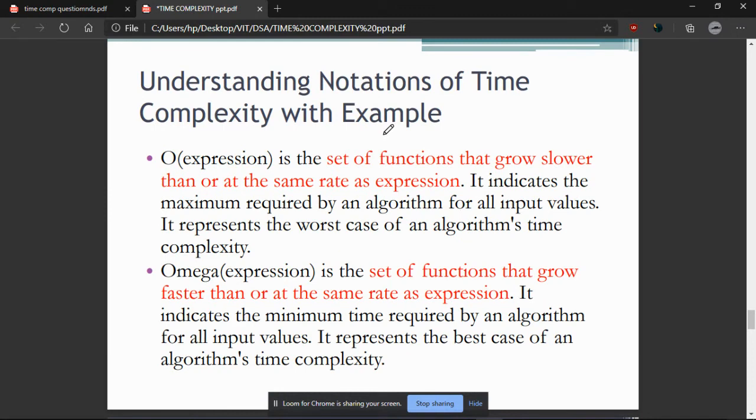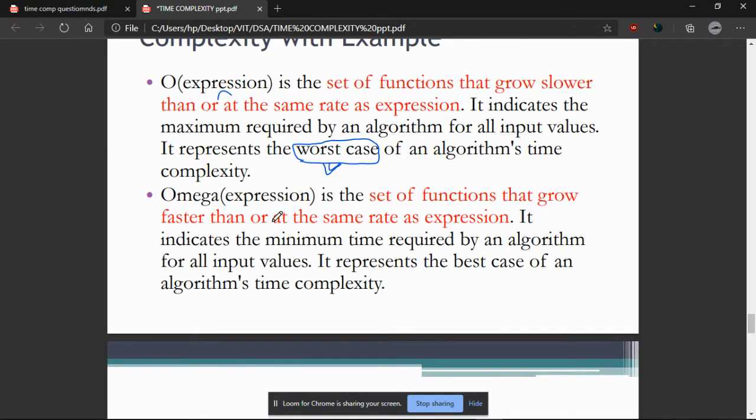So we also have a number of different time complexities, such as the big O expression. Big O is the set of functions that grow slower than or at the same rate as the expression, which we always take in the worst case. Now, as I already said, worst case is the best way to check any program, whether it's functioning or not, but we also take best and average.